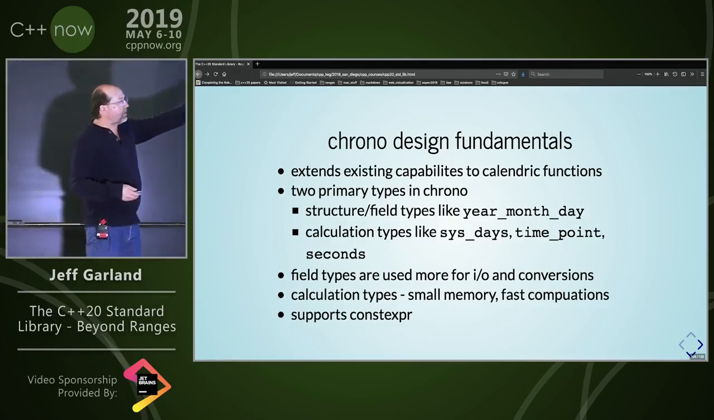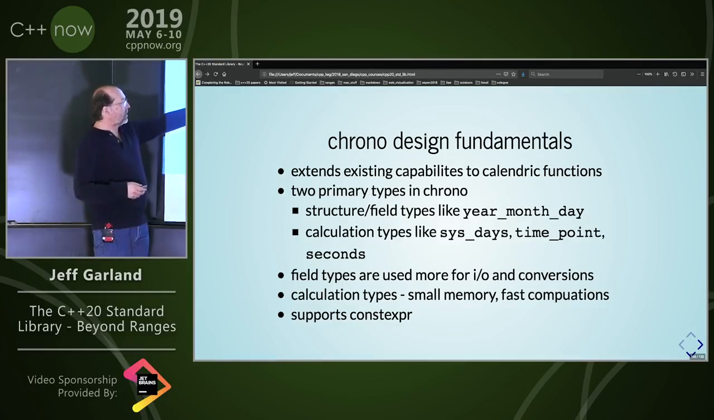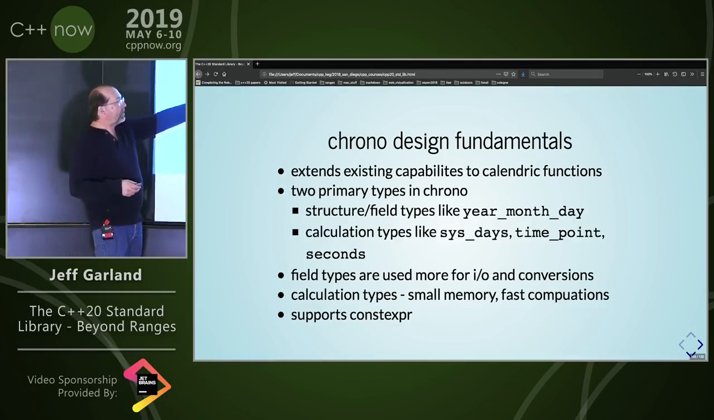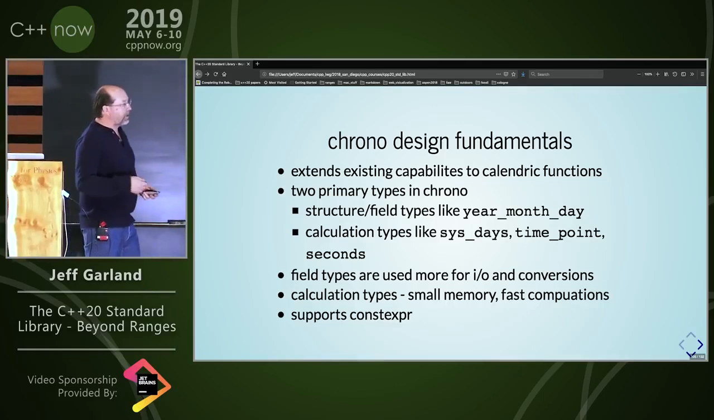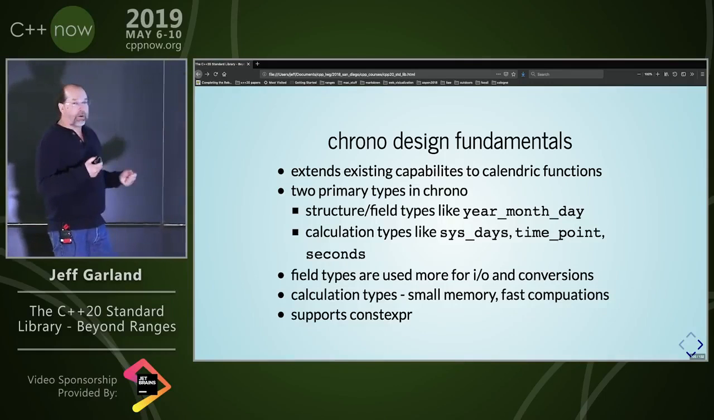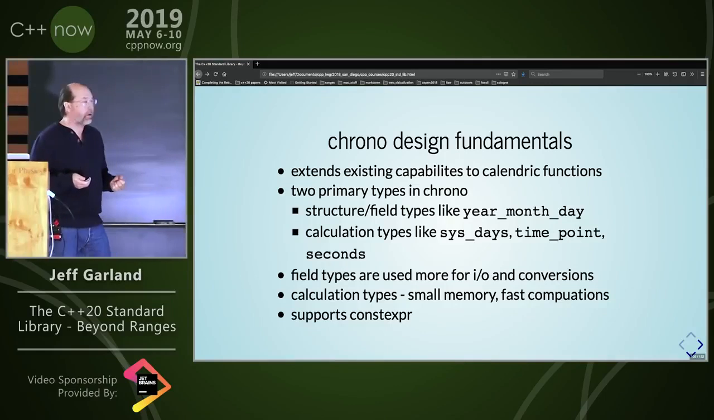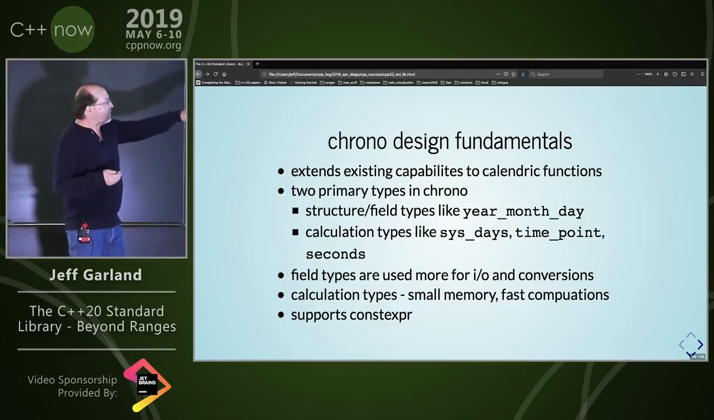And these types have a special kind of function. Mostly they don't do a lot of calculation. Mostly they're there for I/O and getting things in and out of a particular type. There are some calculation functions that go on there. But there's the calculation types, or the serial types, I think is the way Howard puts this. So like sys_days, time_point, seconds, these are actually really integers usually under the hood unless you make them floating point, which you should never do, but that's another story.